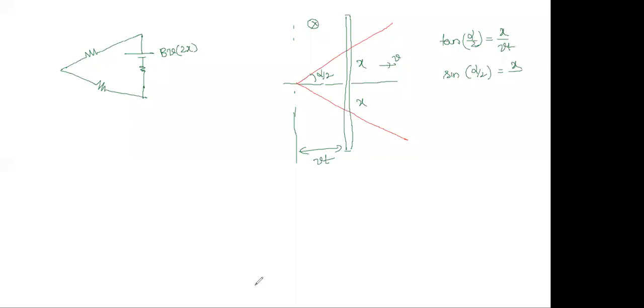I took cos, so sin... I took this as L. So this is lambda into L. This is lambda into 2x. This is lambda into L.